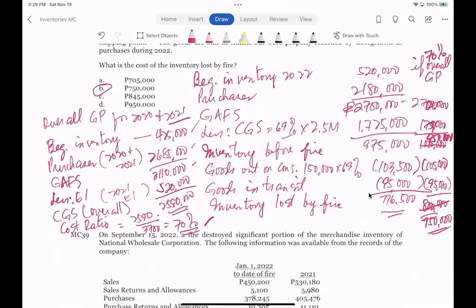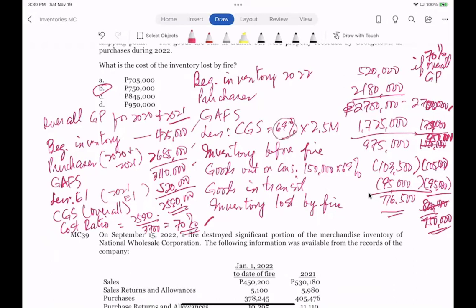So you repeat the process. Beginning inventory in 2022, because you are now applying the overall gross profit ratio for 2020 and 2021 to determine the ending inventory for 2022. Therefore, you do it the usual way. Beginning inventory 2022 is 520,000, add purchases of 2,180,000. So therefore, your goods available for sale is the same as we computed, 2,700,000.